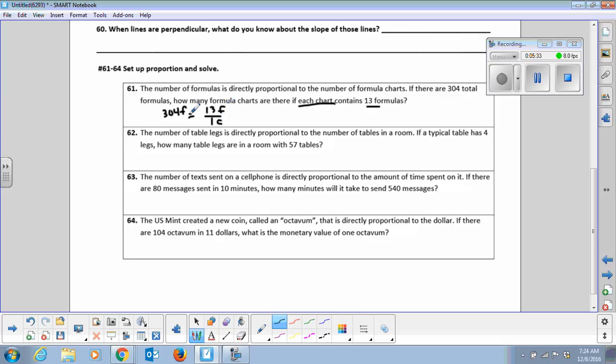Okay, so we just need to solve for our variable x over here. So you cross multiply, 1 times 304 is 1, and then in your calculator you can check 304 divided by 13. And that'll be equal to 23.38. So you can say we would need at least 23 or 24 charts.